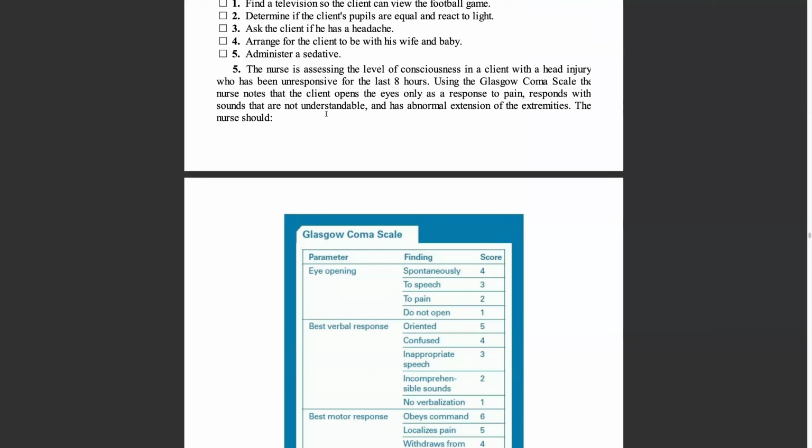So now let's read the question again. The nurse is assessing the level of consciousness in a client with a head injury who has been unresponsive for the last 8 hours. So that makes sense. They've been unresponsive for the last 8 hours. So this score of a 6 now is not such a big surprise, right?